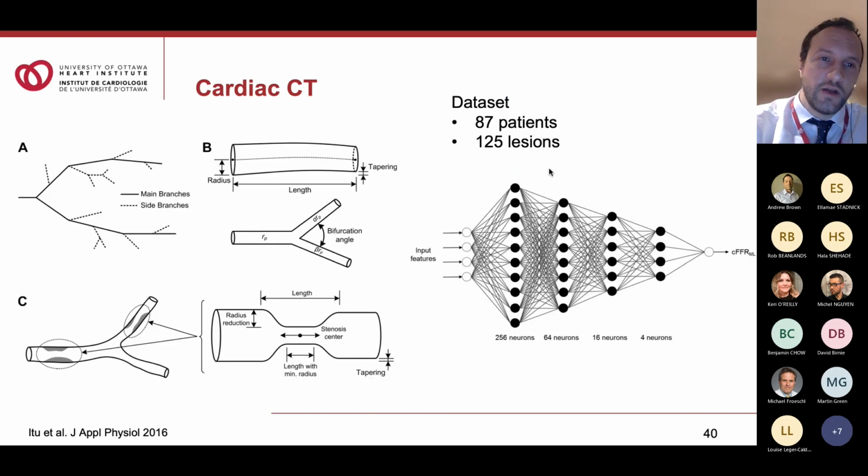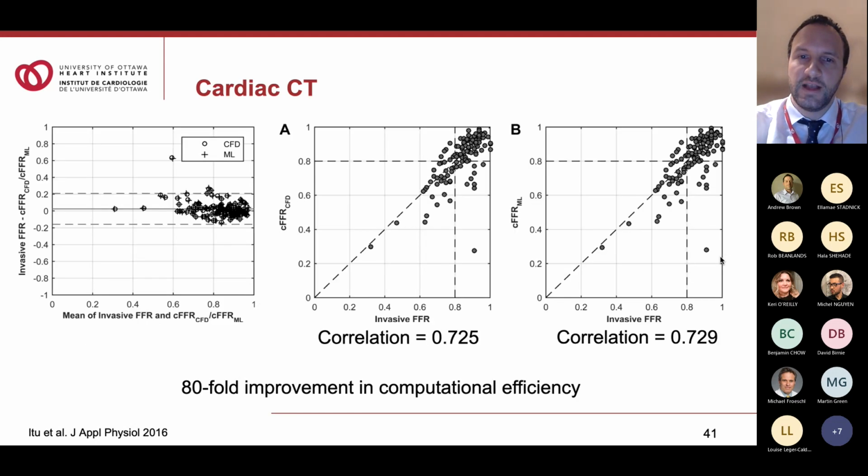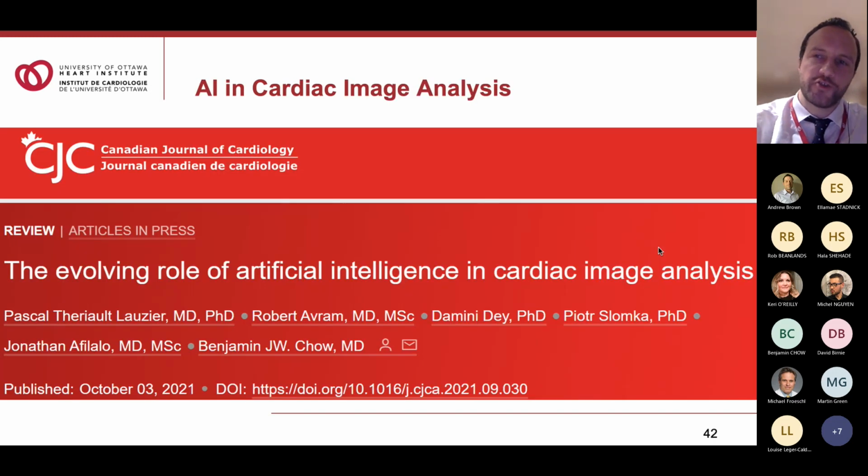Now, some researchers from Siemens proposed a simplified method where several characteristics of coronary vessels are automatically extracted, and these features are fed into a neural network in order to predict CT-FFR in these patients. Interestingly, they showed a very high, similar correlation for the CT-FFR measured with the flow dynamics algorithm or using a machine learning algorithm. So very similar performance in this case. And this led to an 80-fold improvement in computational efficiency with the machine learning approach. Very impressive improvement.